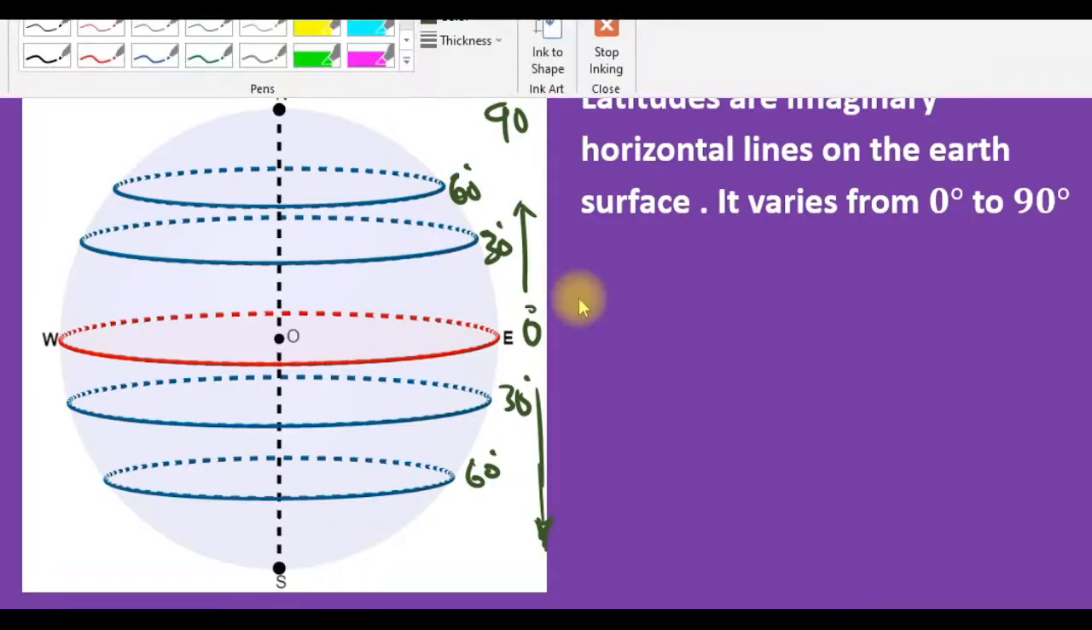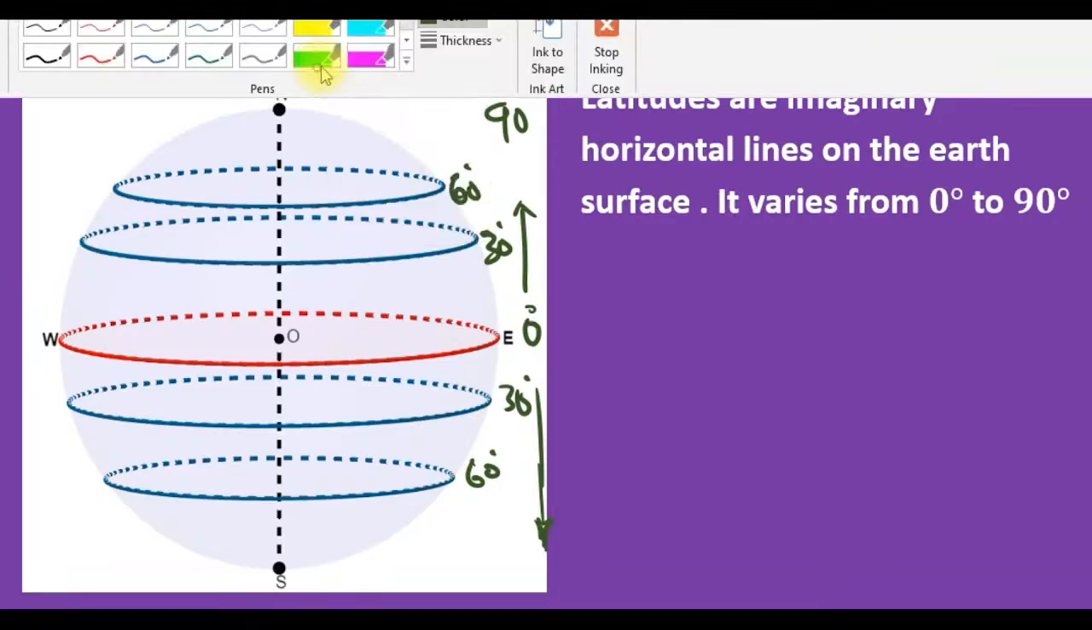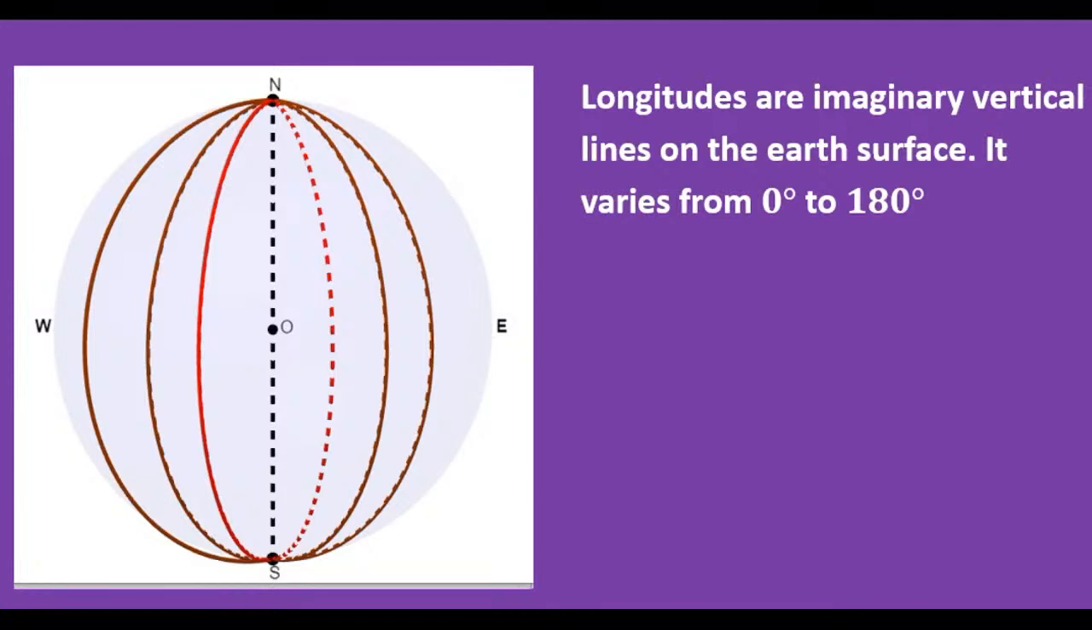Let me write. Latitude 0 degrees is called the equator. So that's very important. So let's look at longitude.